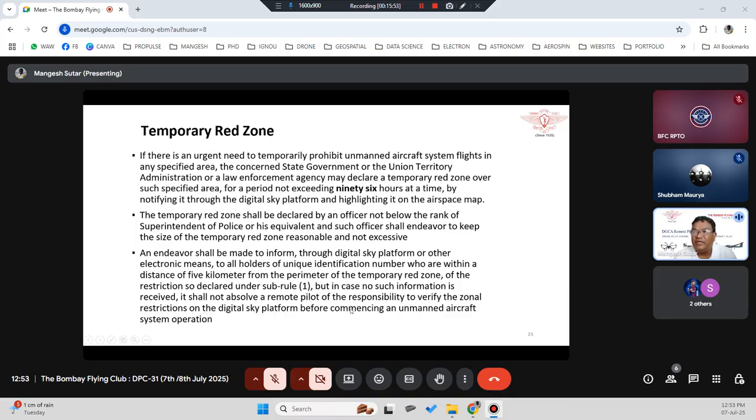Okay. So it is the duty of a pilot, whether you got intimation or not, irrespective of that, it is the duty of a remote pilot, the certified pilot, to verify on the Digital Sky platform the zone status. Okay.